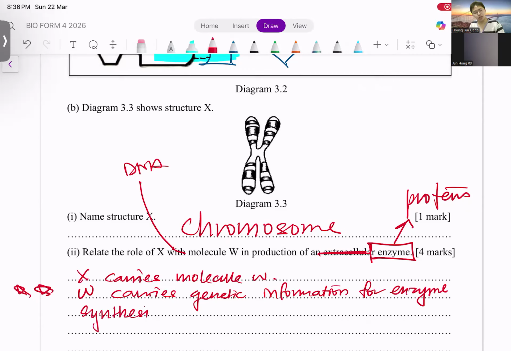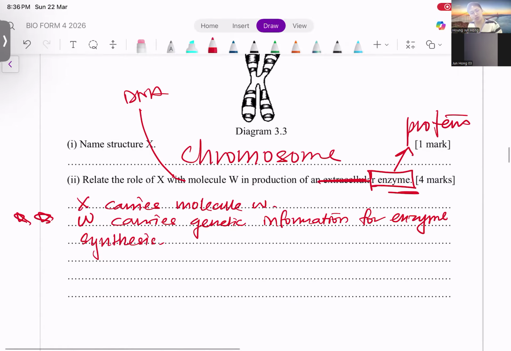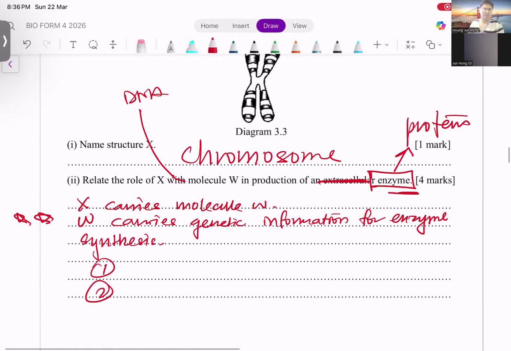Remember, your question was asking for enzyme. So if you want to know how to produce this enzyme, you should ask DNA, because DNA is the one that controls all the information. You ask how to make the enzyme, and then you will need to do two processes. I mean, technically three, two.